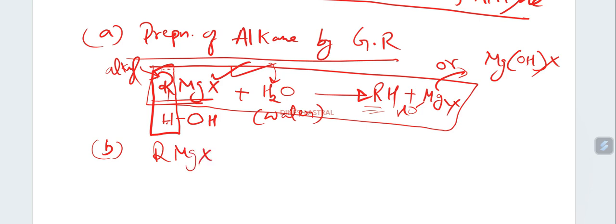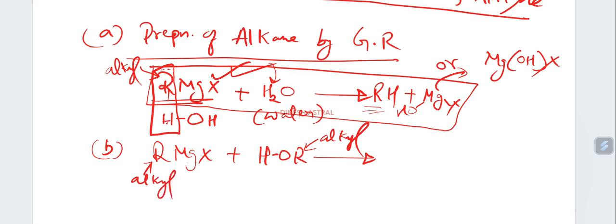Reaction of Grignard reagent with alcohol. Let me write down alcohol in this manner, ROH, where R is alkyl. No doubt, here we are preparing alkane, so this one should also be alkyl. Same concept: bind this hydrogen with this alkyl group, that will be your main product. And then OR with this magnesium, so it will be Mg(OR)X. Is that clear to all of you?